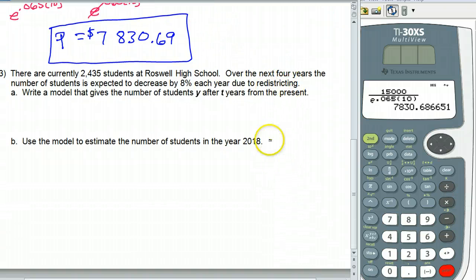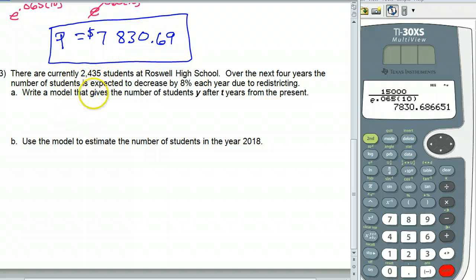Now number 3. There are currently 2,435 students at Roswell High School. Over the next 4 years, the number of students is expected to decrease by 8% each year due to redistricting. Write a model that gives the number of students Y after T years from the present.